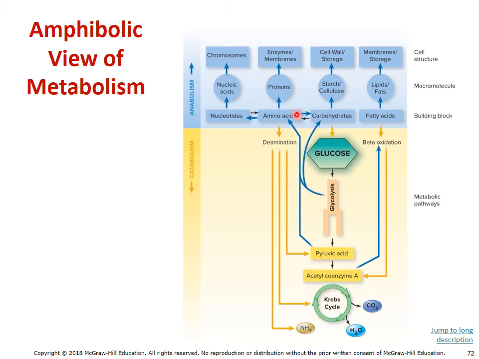But notice we also have these blue pathways, which are the building up, where we can take G3P and help make carbohydrates, or even again use pyruvic acid to make amino acids, or acetyl-coenzyme A to make fatty acids. So again, we can build or break down based off the need of the cell at any given point.